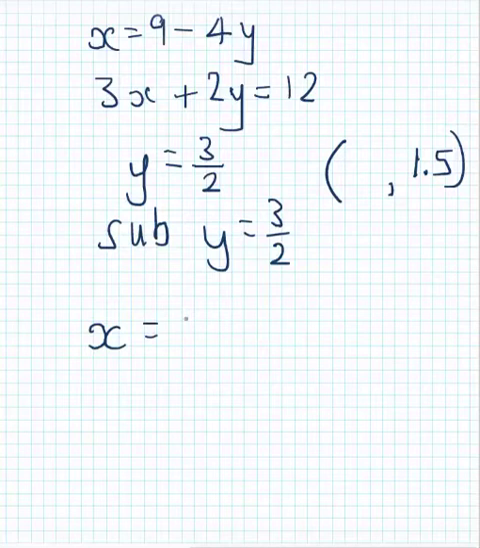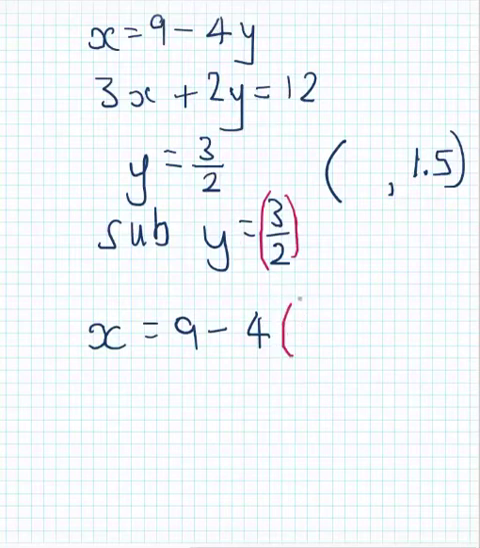So x equals 9, take away 4. Now instead of y, I'll just change color to emphasize. Now we always substitute with brackets. Okay, I have 4. I know in between my 4 and y there's a times. So my bracket will indicate that as well, and 3 over 2. And don't forget there's an invisible times there. So we now have x equals 9 take away.